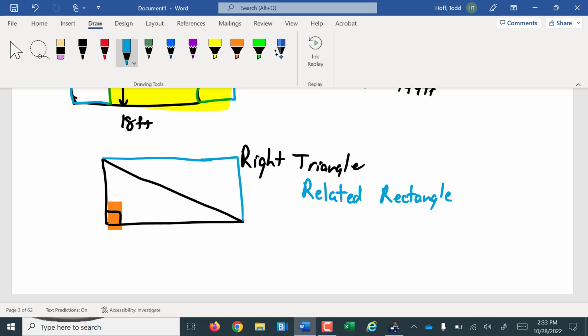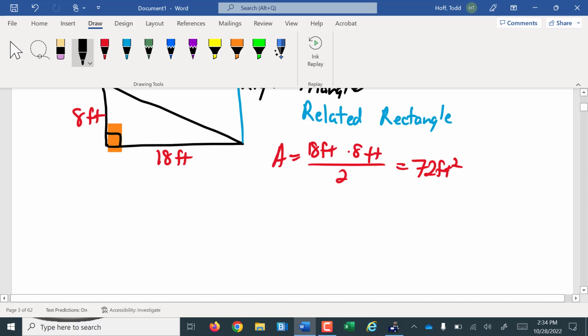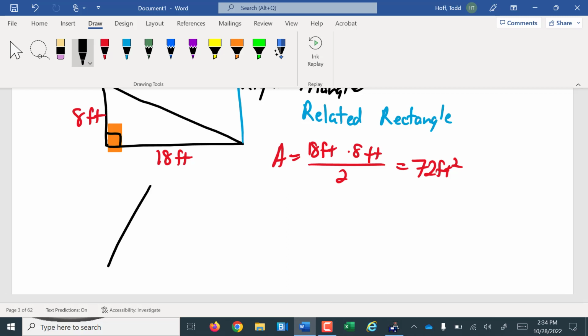How does the area of that triangle relate to the related rectangle? It's divided in half, exactly. So if this is still 18 feet by 8 feet, the area of that triangle is just 18 feet times, oops, not squared, 18 feet times 8 feet divided by 2 or times 1/2, however you want it. Yeah, it is 72 square feet, half of the 144. It's easy to see in a right triangle like that. It is less easy to see in a triangle that is not a right triangle.